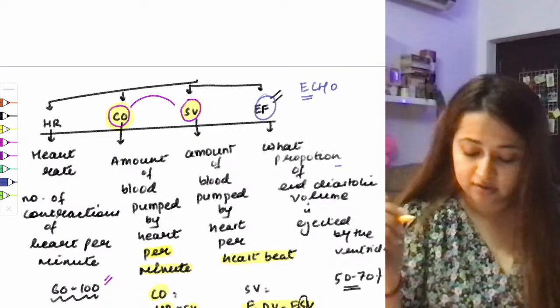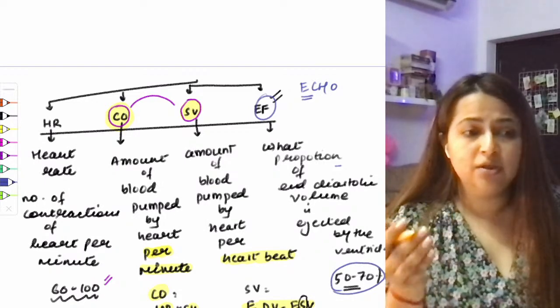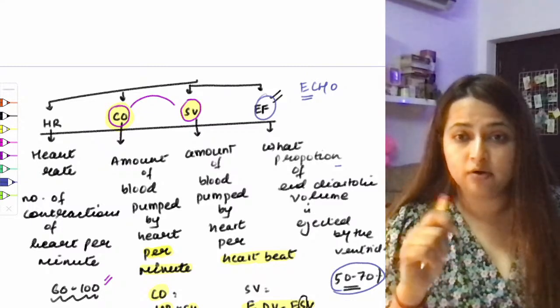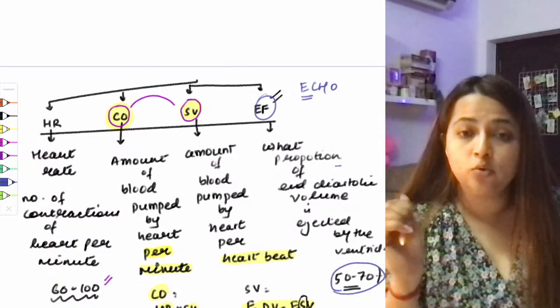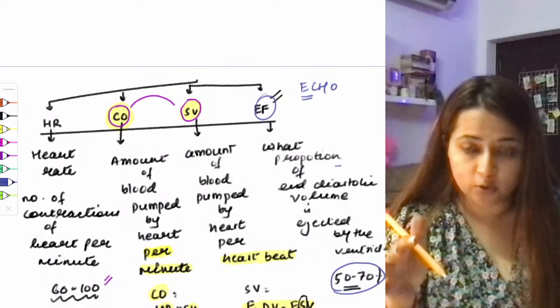The normal ejection fraction is 50 to 70%. Usually, supposing you see an ejection fraction around 40 or 45, these patients have a low ejection fraction and they are going into heart failure. So remember this concept regarding ejection fraction and echocardiography.